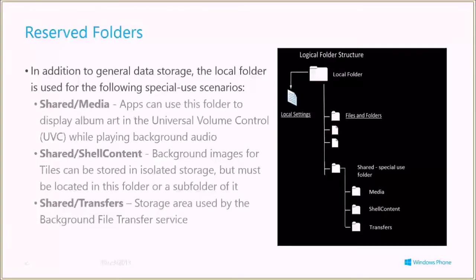We've got the shared media folder where you can save album art and images that may be displayed by the shell on the lock screen, or in the phone's universal volume control if the app uses the background audio APIs, for example. There's also the shared shell content folder where you can store images to be used on tiles. You might have pulled these images from a server and created them on the fly using a writable bitmap object. So your background agent or the foreground application can use these APIs to change the tile images. We're going through these tiles in more detail in one of the upcoming sessions.